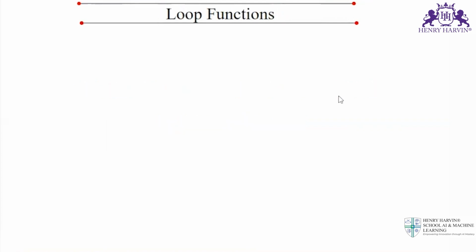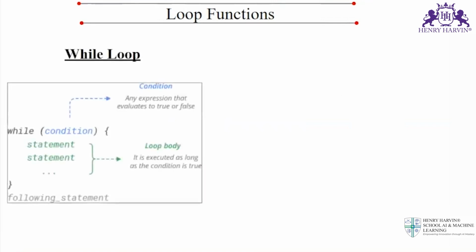Now, there are some loop functions as well in R. The first loop that we know is the while loop. While loop works the same way as an if condition. So while the condition is met, we will evaluate whether the condition is true or false. Then whatever is written in the statement part will get executed.